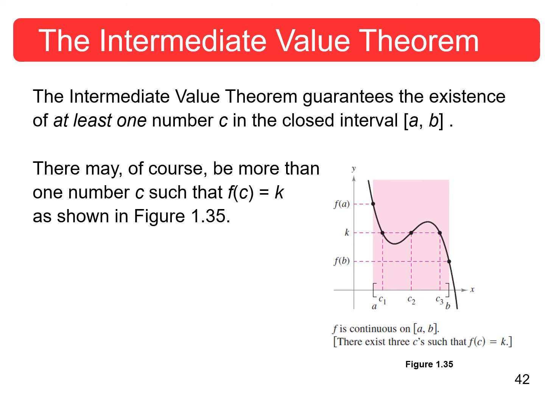There may, of course, be more than one number c such that f of c is equal to k, as shown in this figure. k is between f of a and f of b, and as we see here, there are three values between a and b, c sub 1, c sub 2, and c sub 3, such that f of c is equal to k. So there are three c's such that f of c is equal to k.